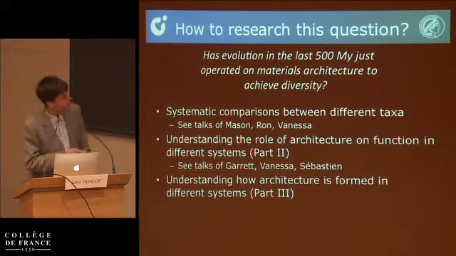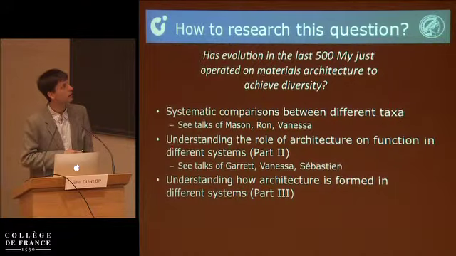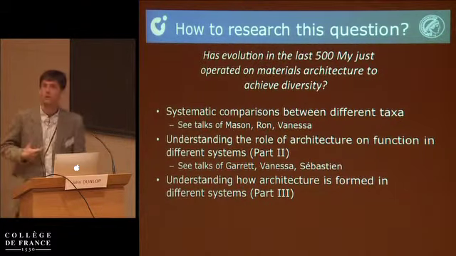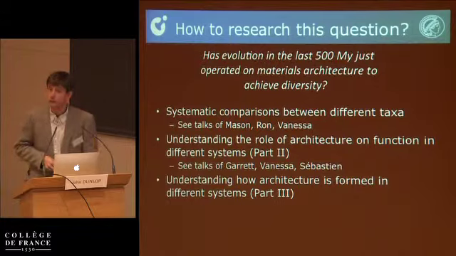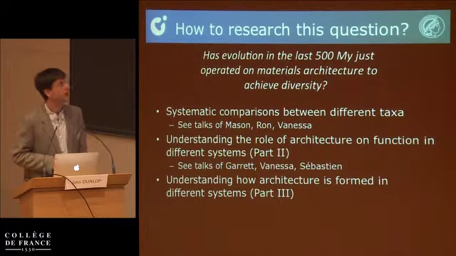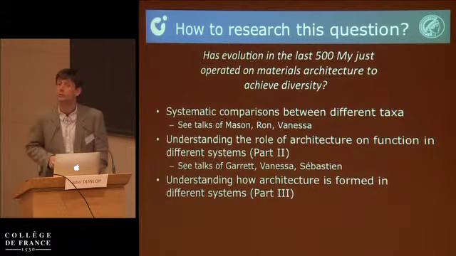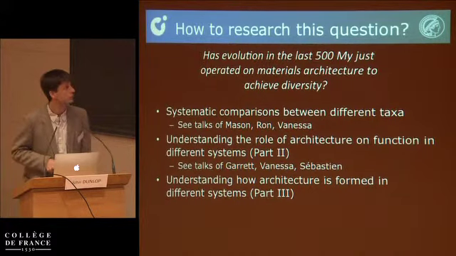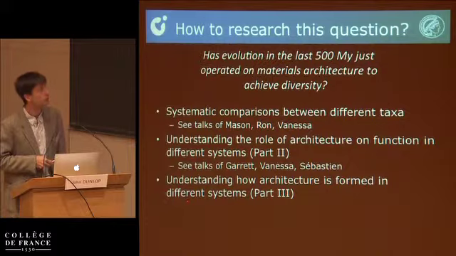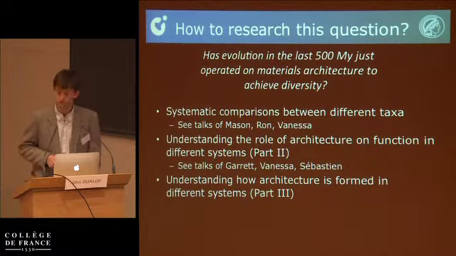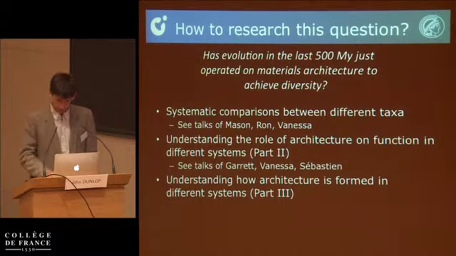Another important way of looking at this is to say, well, we need to understand how architecture controls function in different systems. And Garrett will be talking a little bit about arthropod cuticle later today, I believe. Vanessa and Sebastian will be talking about how architecture may control movement. And the last point, which I'll be talking about in the next part of the talk a little bit, is to try and understand how architecture is formed in different systems.